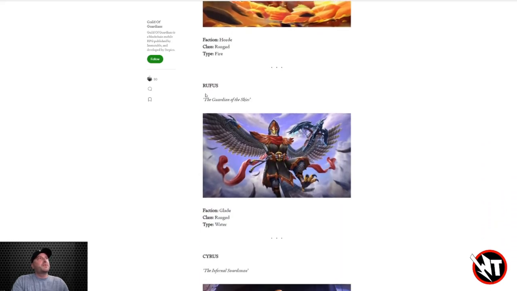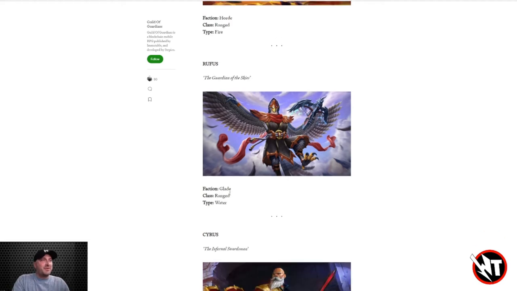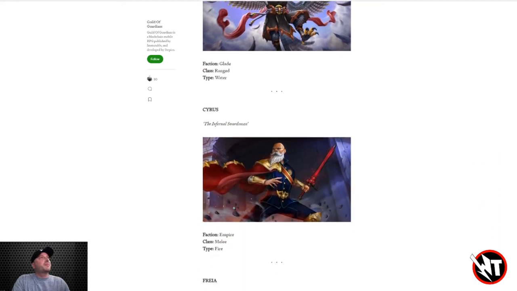Next one, Rufus, Guardian of the Skies. Man, cool pick, but right away, any of you old cats remember Eagle Man? Look at these low rates. That's what I thought of right away. Sorry, my impression was probably terrible. Faction Glade. I don't know what that means, maybe just a cool name. Class ranged, type water, sticking with the elements there.